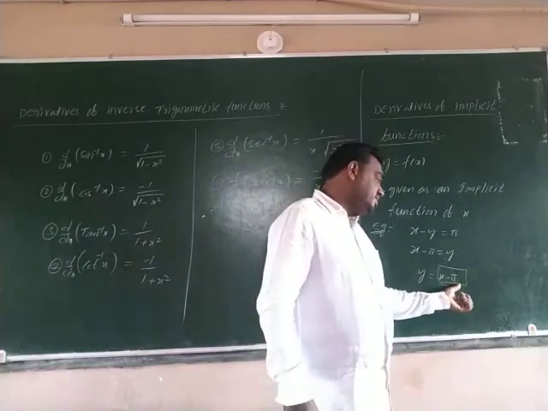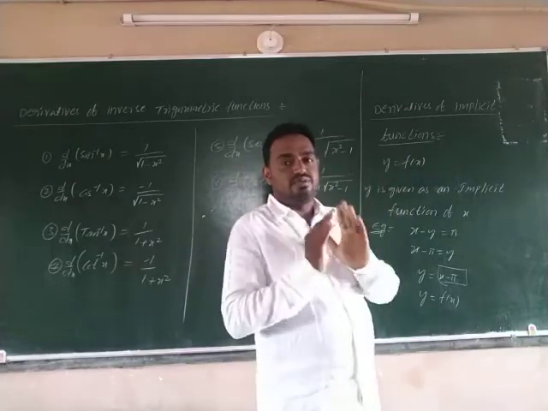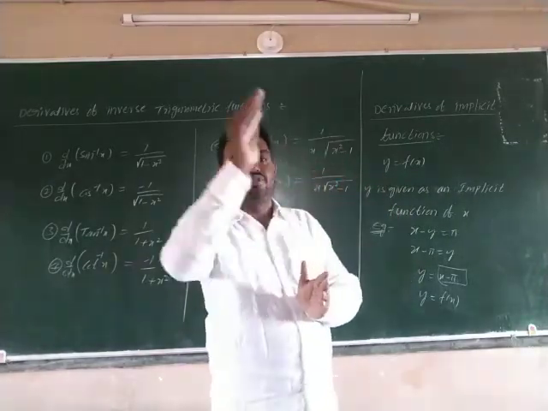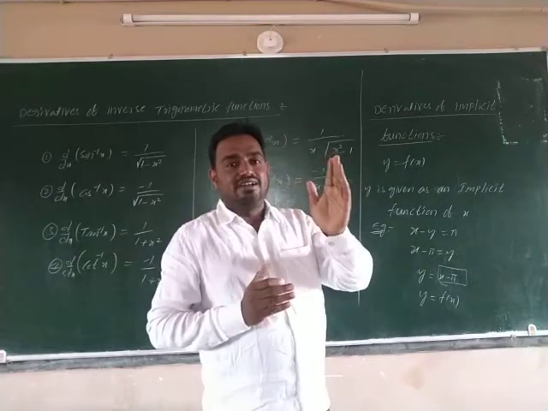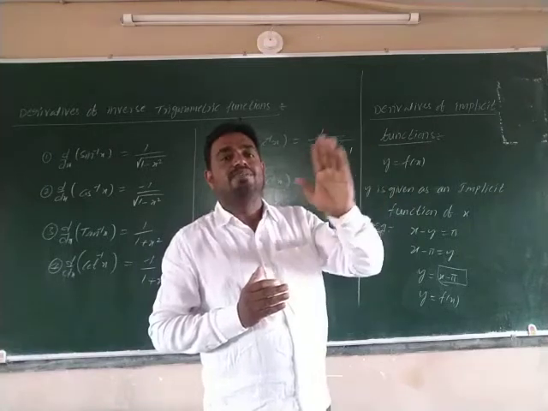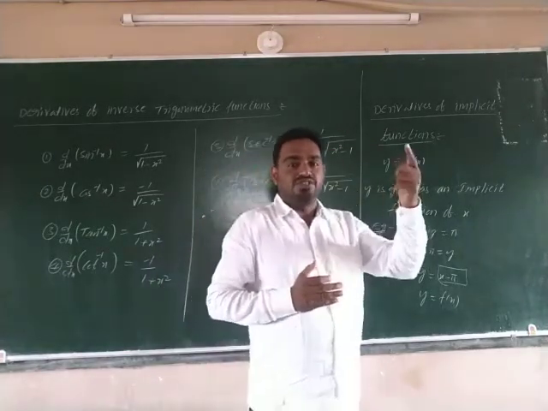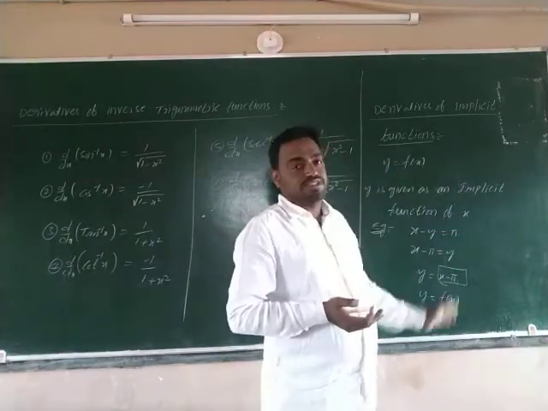So what is the variable here? X is the variable. So just to remember, if a function we can write as y is equal to some function, then y is given as an implicit function. Y is given as an implicit function of which variable? X variable. So this is the definition of implicit function.